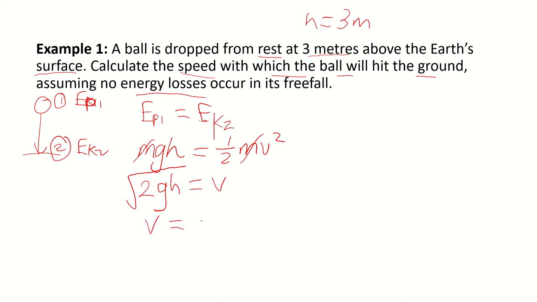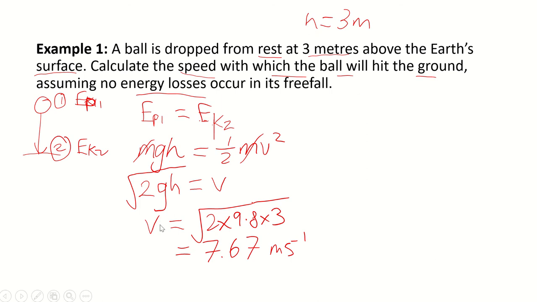So we can type that into our calculator, and the speed is going to be 2 times 9.8 times 3, square root, which is 7.67 to 2 decimal places. And that's meters per second. So all we needed was how far above the Earth's surface, and theoretically if there's no energy losses, it should have been traveling at that 7.67 meters per second.